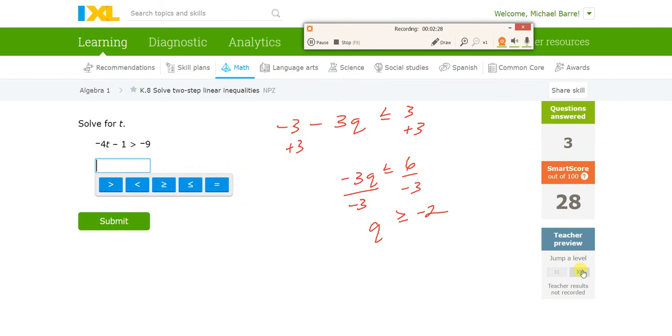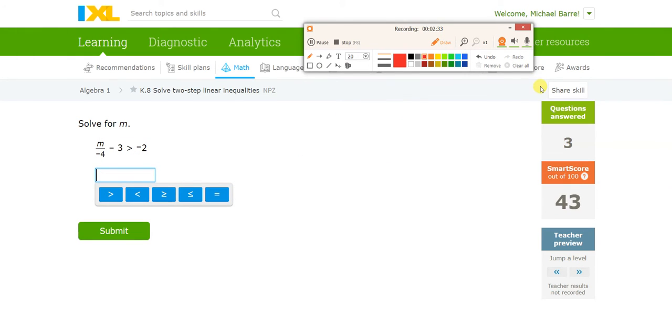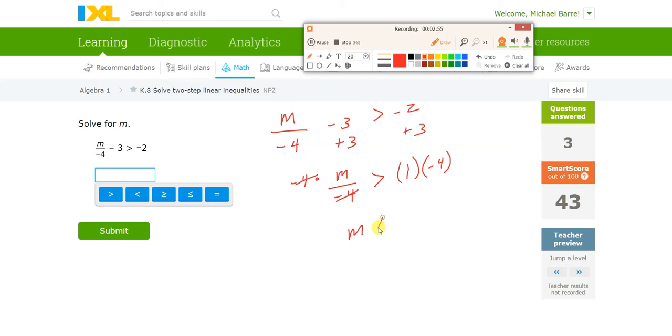Okay, I'm going to jump a level. Take these up to the 40s. This one will require a flip. I'm going to start by adding 3 to both sides. Now I'm going to multiply both sides by a -4. When I multiply both sides by a -4, a flip must occur. There's the flip. 1 times -4 is -4. So I multiplied both sides by a negative, had to flip the inequality symbol.